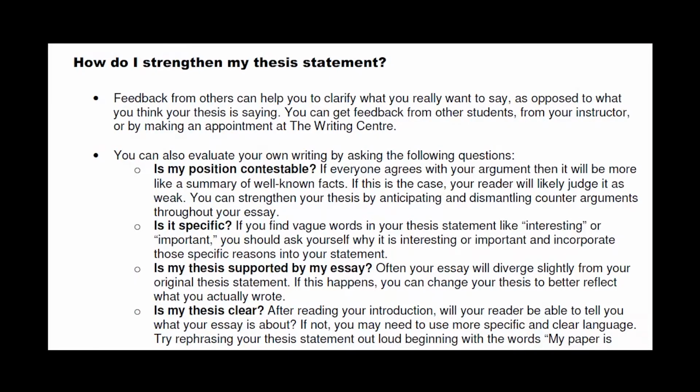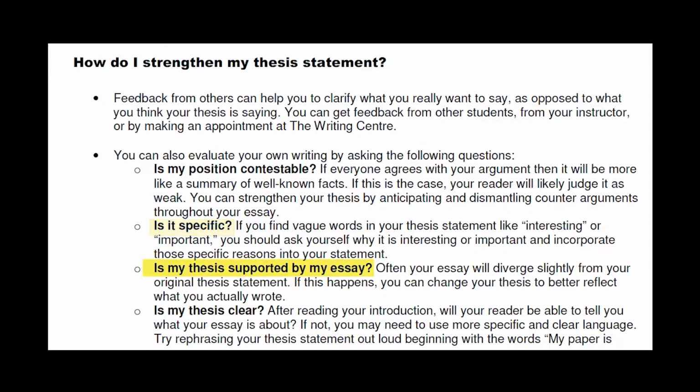You should also evaluate yourself by asking, is my position contestable? If everyone agrees with the argument, then it'll be more like a summary of well-known facts. Is it specific? If you find vague words in your thesis statement like interesting or important, you should ask yourself why it's interesting or important and incorporate those reasons into your statement.